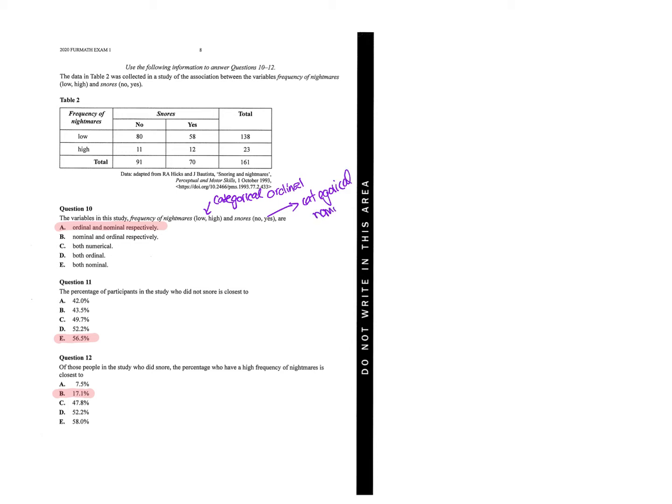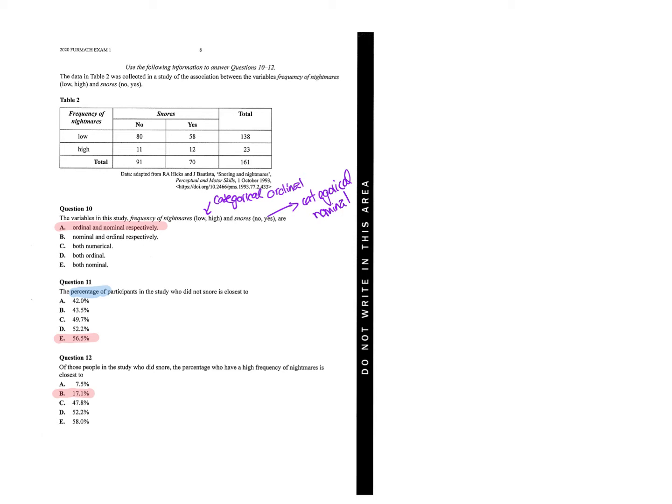So because they've listed it that way, ordinal first, then nominal, that's why the answer is A. When they say the word respectively, it means whichever they mention first in the question is mentioned first in the answer, okay?